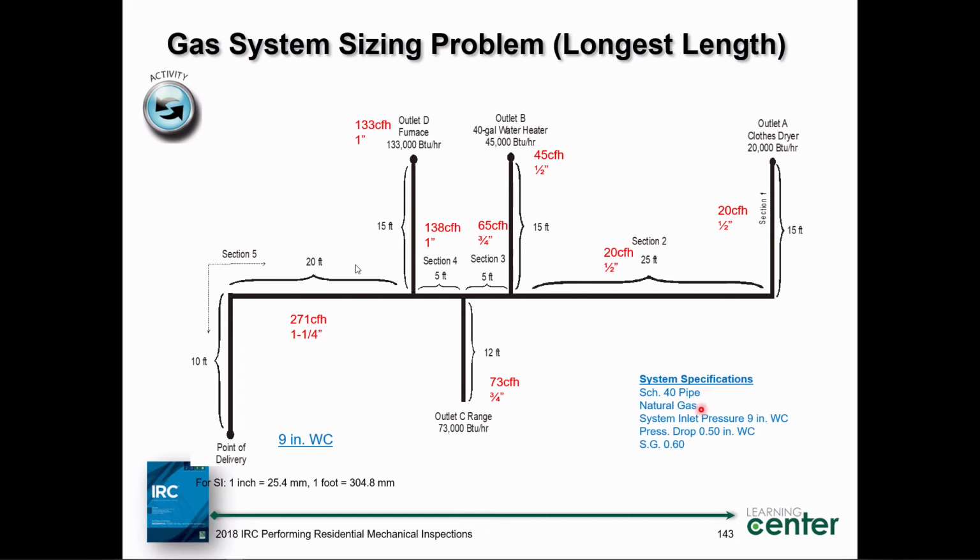The system is going to convey natural gas, ladies and gentlemen. My system inlet pressure is 9 inches water column. Right here, point of delivery. My pressure drop that I'm going to select is 1/2 inch water column. Why do you think I selected this pressure drop? Probably because I could find a table that I could size the pipe based on that pressure drop. That's all. You can select any pressure drop that fits the table that I'm about to show you in a minute here. The specific gravity of gas, you get this from your utility.